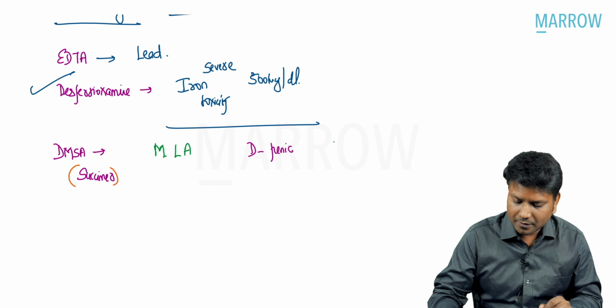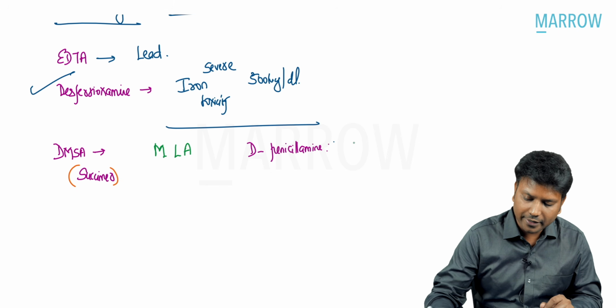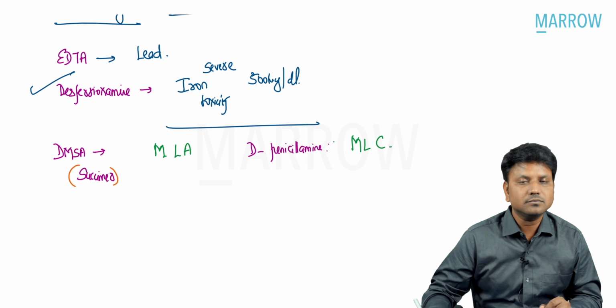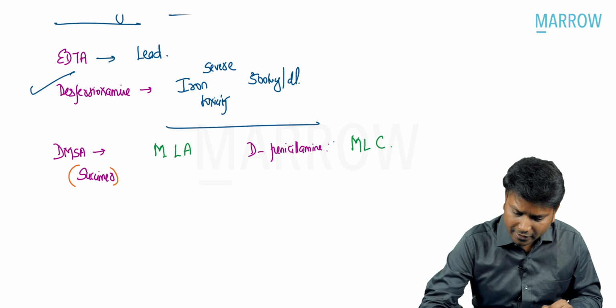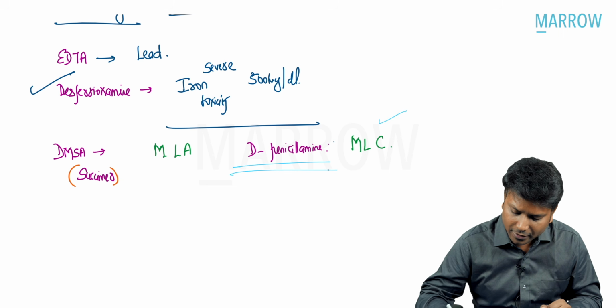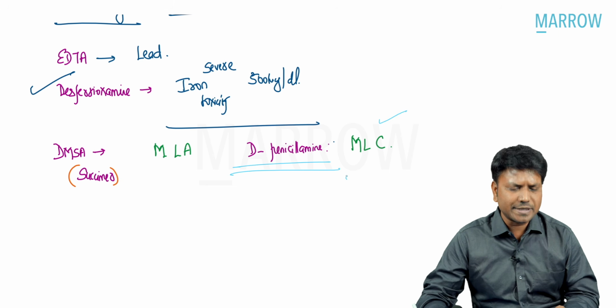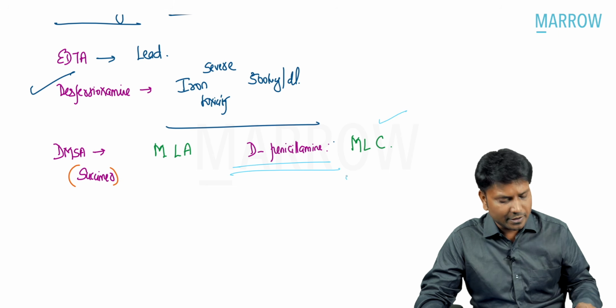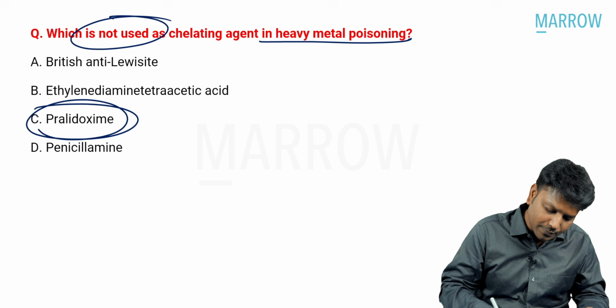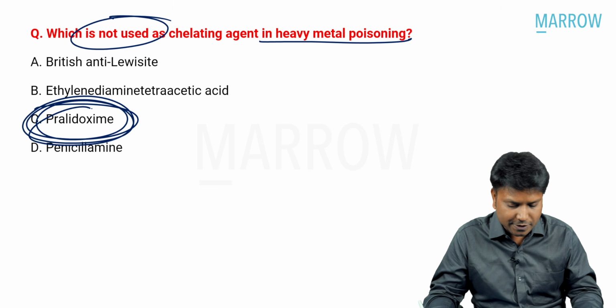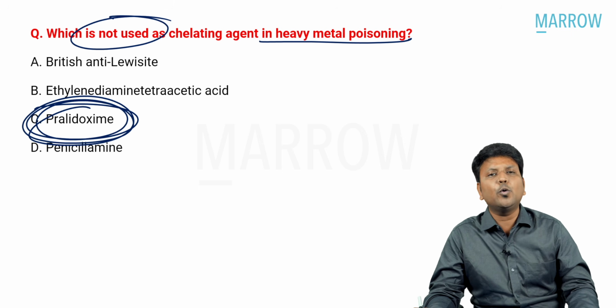The next one is penicillamine, D-penicillamine. We can give it for mercury, lead and copper. Particularly for copper, this is very commonly used. We don't use L-penicillamine, we use D-penicillamine. Remember, it is important. So in this question, which of the following is not a chelating agent? Pralidoxime is not a chelating agent. It is basically an oxime which we use for OPC poisoning.